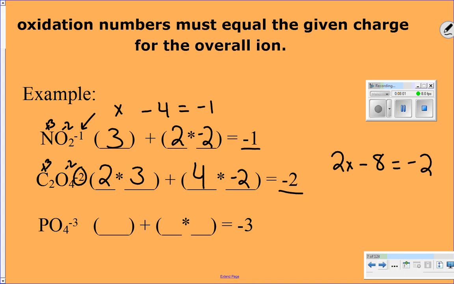Last but not least, we have a phosphate ion down here, which adds up to a total charge of -3. We have 4 oxygens, each with a charge of -2. So this is X minus 8 equals -3, which tells me my charge for phosphorus is +5.